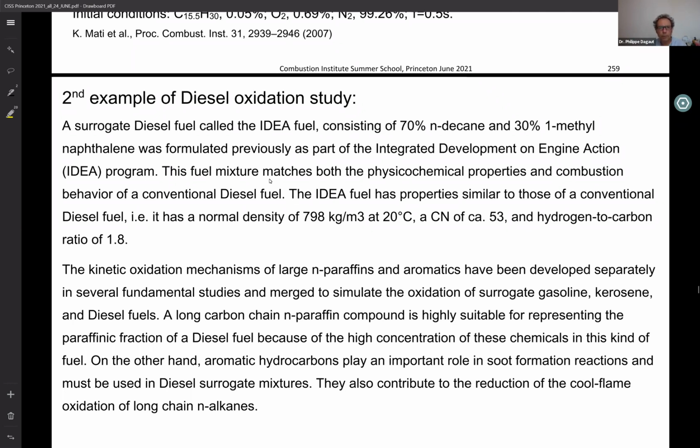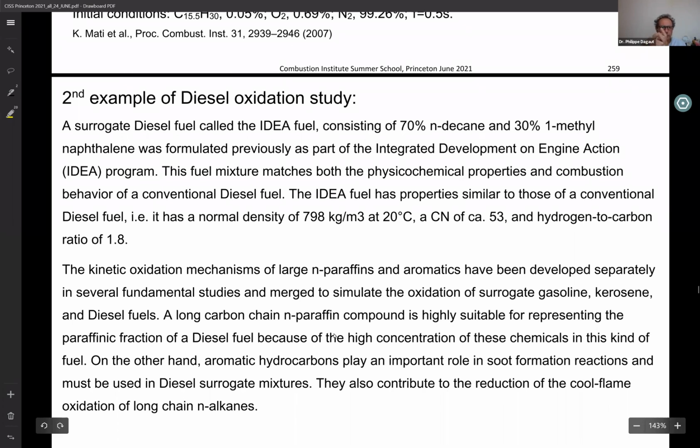So this fuel mixture matches both the physicochemical properties and combustion behavior of a conventional diesel fuel. It has a normal density of 798 kilograms per cubic meter at 20 Celsius, a cetane number of about 53, and a hydrogen to carbon ratio of 1.8.